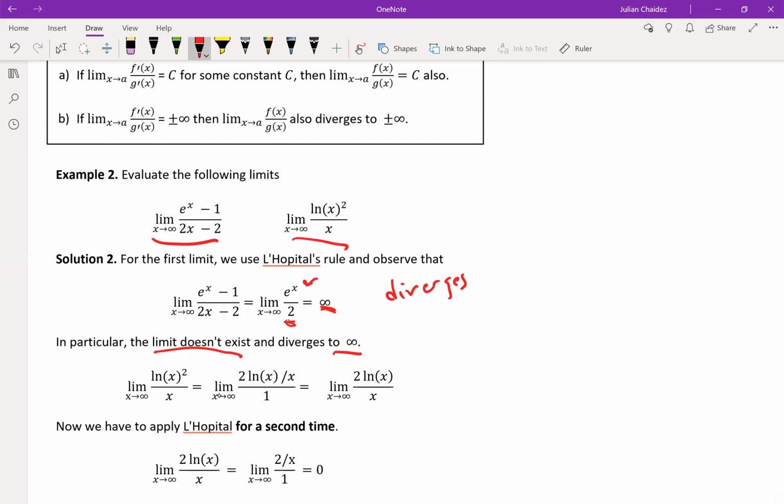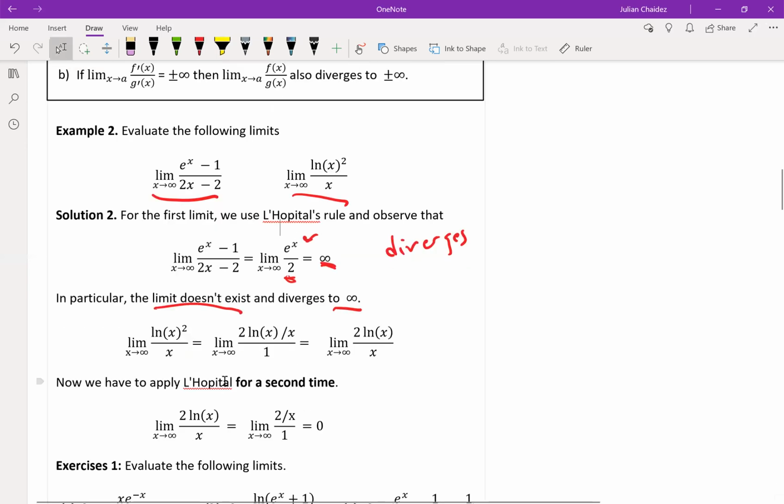For the other example, we can try again to apply L'Hopital. Here we're again in a situation where as x goes to infinity, ln of x squared and x both go to infinity. So we have the infinity over infinity case of L'Hopital. If I look at the limit as x goes to infinity of ln of x squared divided by x, and I take the derivative of both the top and the bottom, I get 2 ln of x divided by 1, which I can rewrite as 2 ln of x over x. So this is the limit that I get by applying L'Hopital.